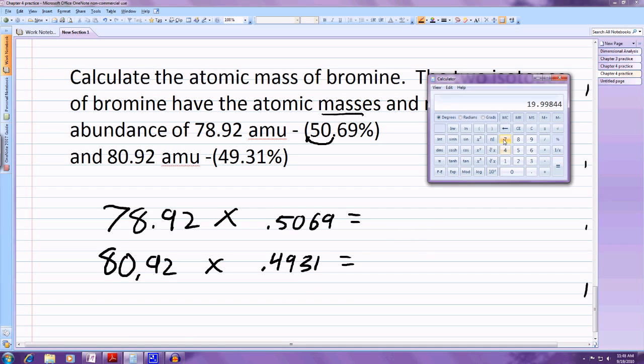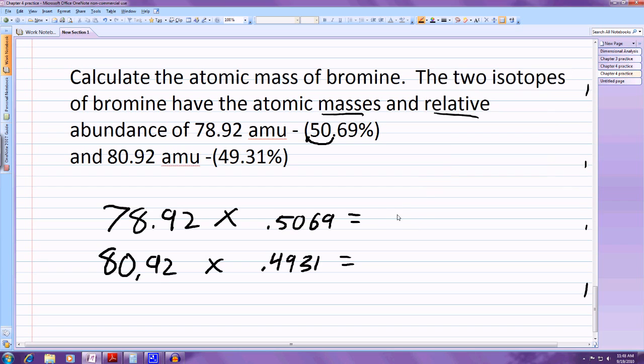So let's run it through our calculator. 78.92 times 0.5069 equals 40.00. The 5 rounds up the 4, but it does not round up the next one. So 40.00.